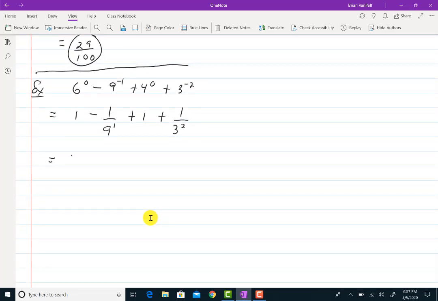So let me do a little simplifying before I do anything else. 3 squared is 9, so I get plus 1/9 at the end. And notice that I have a negative 1/9 and a positive 1/9, so they can cancel, and I'm just left with 2.